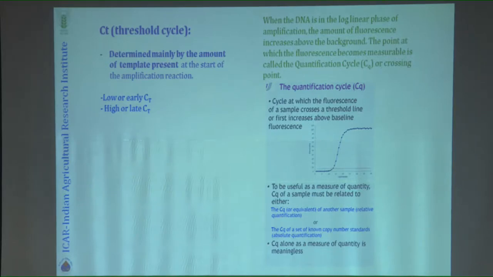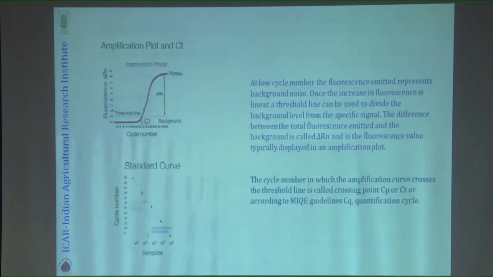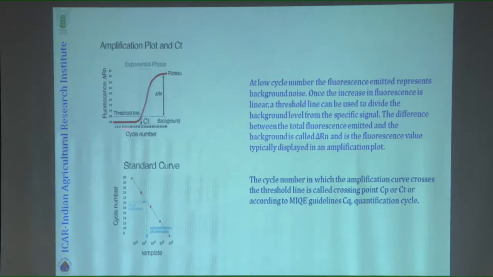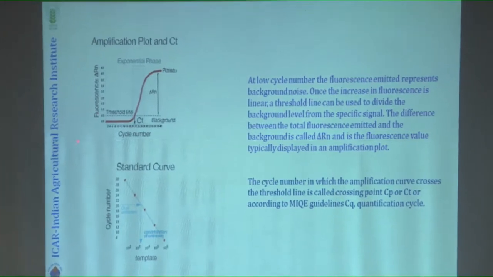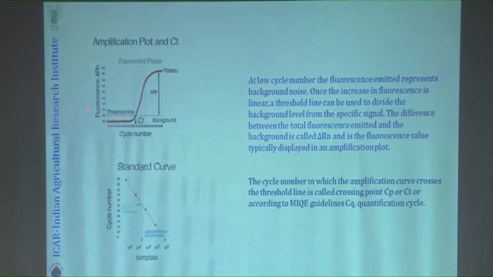Some companies would like to use CT, some will use the word CQ. Accordingly, you should know what to use. So when you plot them, the basic principle is that at the lower cycle number, the fluorescent emitter presents a background noise. That's what we all understand, because when you have a low cycle number, the amount of fluorescent is very, very low.